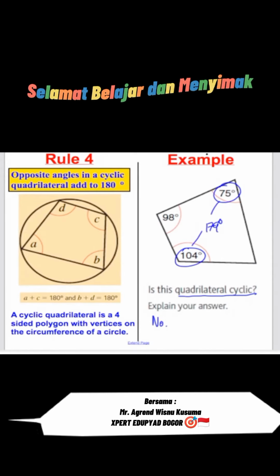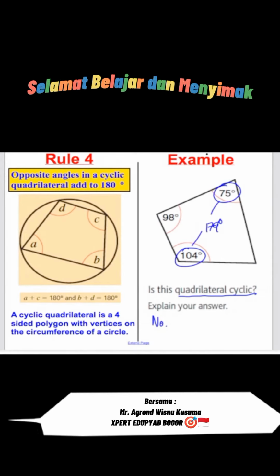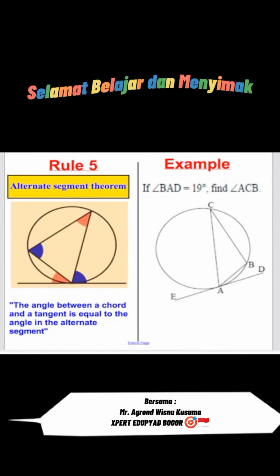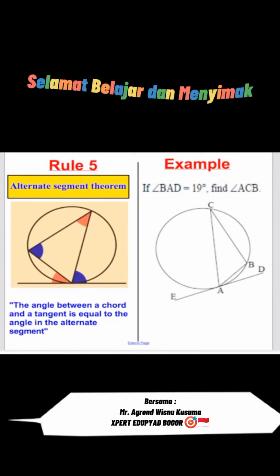Okay? Right, we've got 3 more rules to go. Let's just get through these as quick as we can. Here's rule 5. It's called the alternate segment theorem.